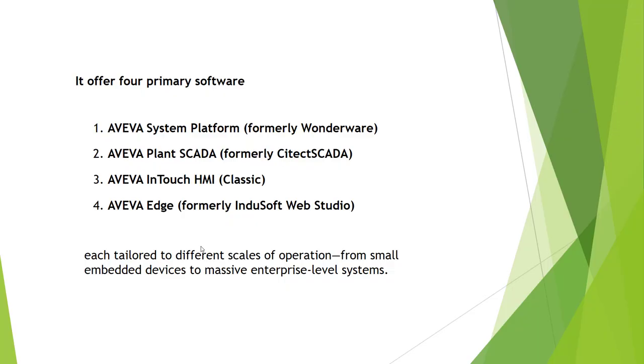First one is called AVEVA System Platform, formerly called Wonderware System Platform. For example, Wonderware System Platform version 2012, 2014, 2018. Second one is called AVEVA Plant SCADA, formerly called SCADA version 2015, 16, and 18.